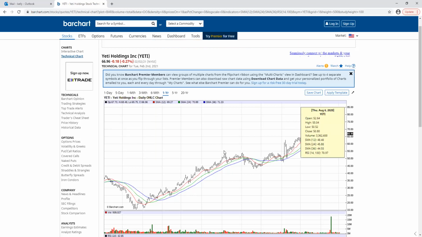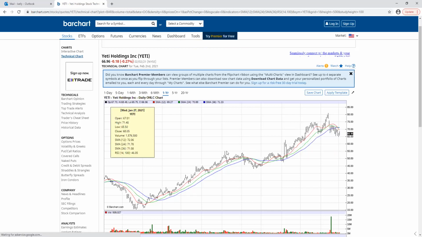Longer term, you got the support here at 55 bucks off of these highs. And if it got down there, we would definitely find it more interesting.